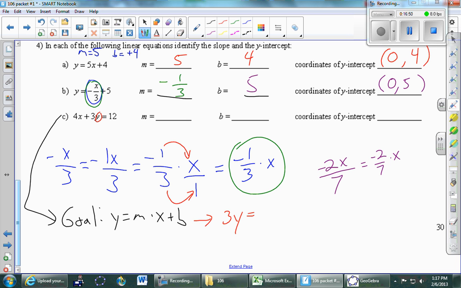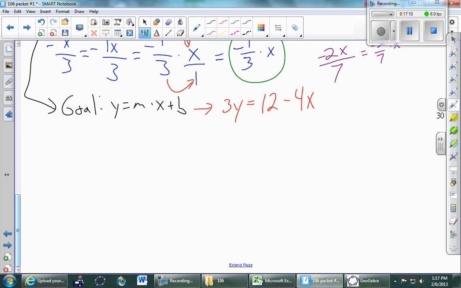3y equals. So I'm going to subtract 4x from both sides. So we go 12 minus 4x. And now how do we solve for y? Divide by 3. Okay, so let's divide both sides by 3. Divide by 3, divide by 3. So I'll just copy the whole thing over here. 12 minus 4x over 3.